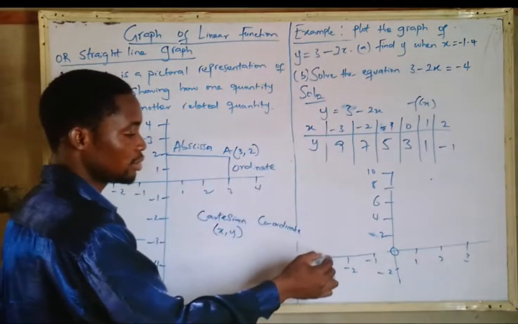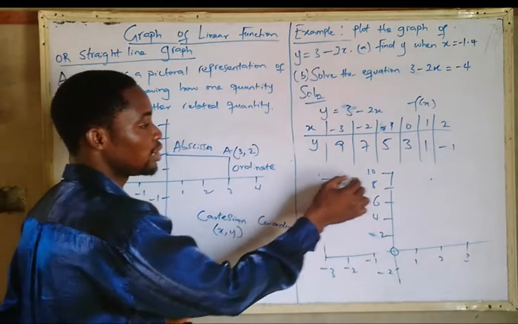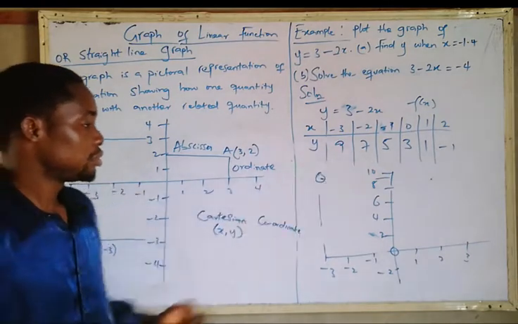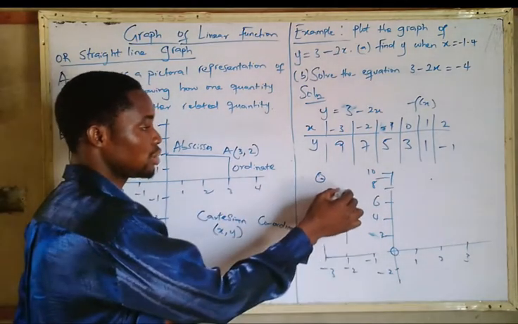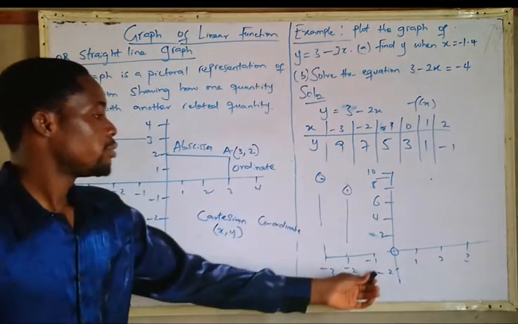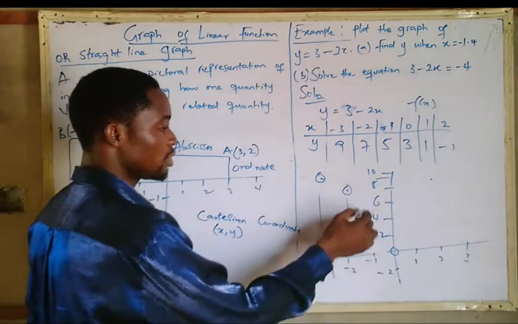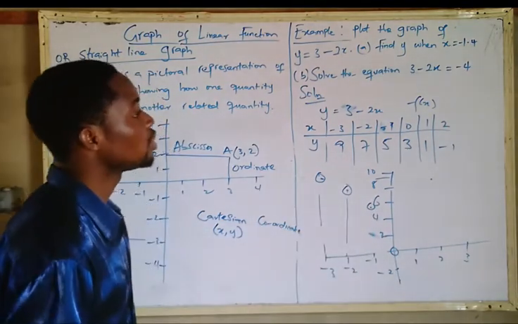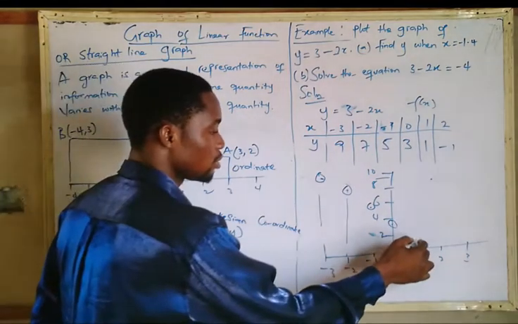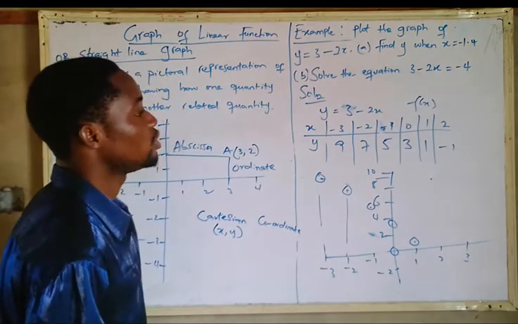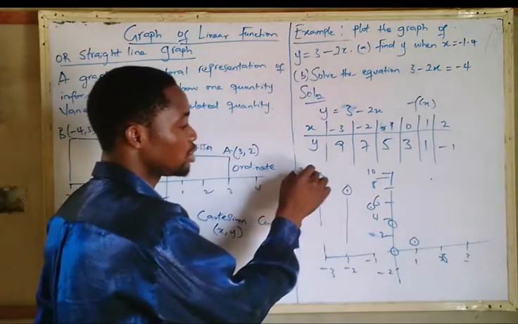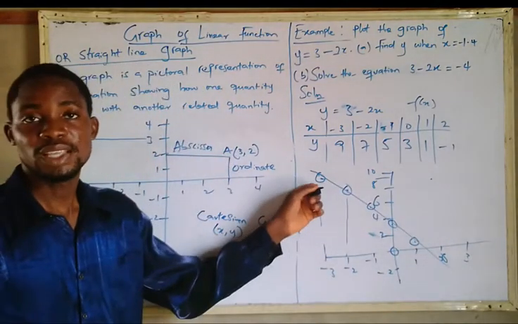So minus 3 to 9 brings us up to where we have 9. That's the point here. Minus 2 to 7, that's this point here. Minus 1 to 5, around this point here. 0 to 3, 1 to 1, and then we have 2 to minus 1, around this point here. Now, if you plot it well, you should have a straight line graph.